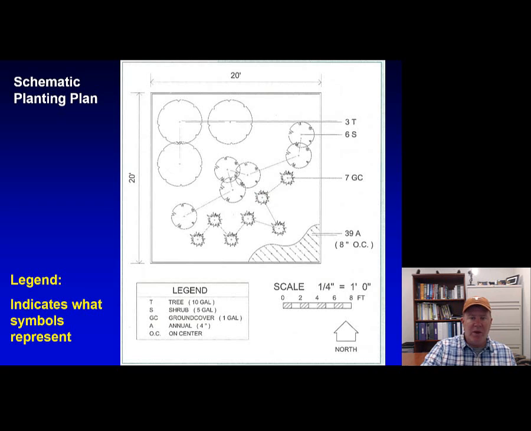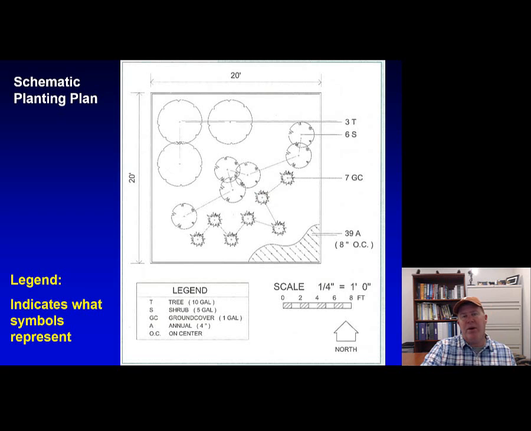So we can look up here and we can see that we have 3 trees. It's pointed out, we have 3 T's. We look down in the legend and see that we have trees. We have 6 S. We can look down here and see that the S is shrubs that are 5 gallon. So we can go 1, 2, 3, 4, 5, 6 shrubs. Then we have 7 GCs, or ground covers, based on the legend here. So 1, 2, 3, 4, 5, 6, 7 ground covers.